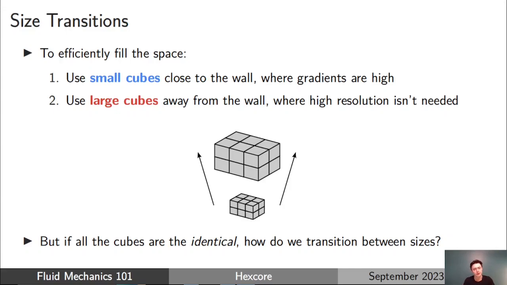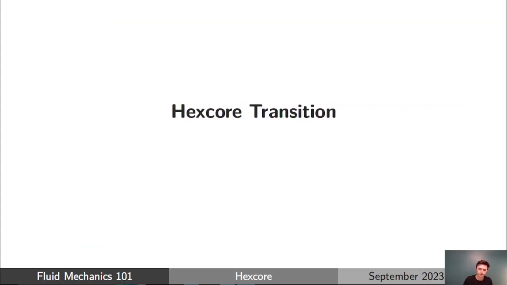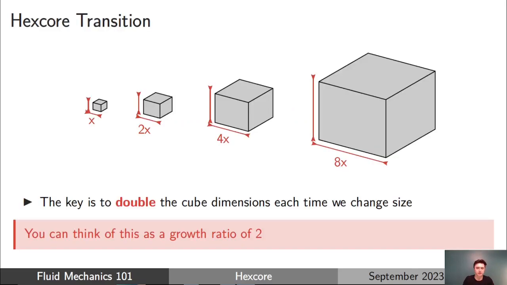So this is what we want, but of course this leads us to a problem. Remember that the condition was that ideal cubes are only best for the finite volume method if they're all identical and have the same size. But that leaves us with a problem. How would we transition between the sizes if we can't change size? And this brings us to the idea of the Hexcore transition and how we transition between perfect cubes in a Hexcore mesh. Many of you who've seen Hexcore meshes and used them before know where this is going, but hopefully now you can see the motivation for where the Hexcore approach comes from.